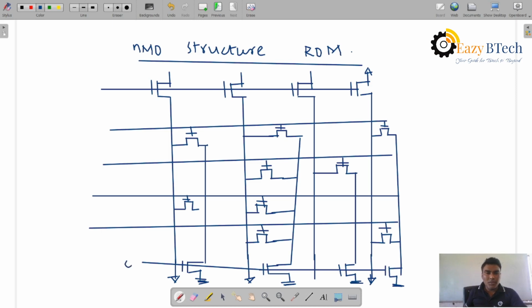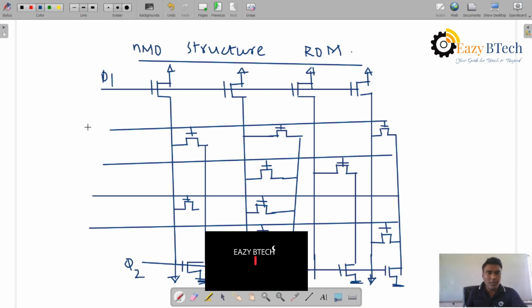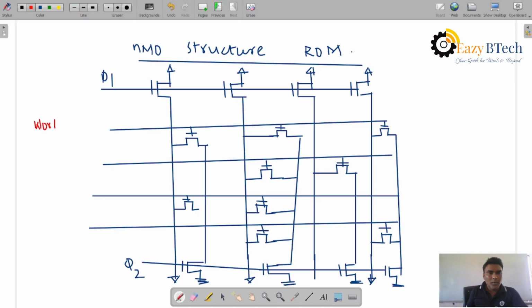This one is phi 1 or phi 2. This is the second clock, and this is phi 1. We can connect VDD passing through this one. So we can take the word lines: word line 0, word line 1, word line 2 and word line 3.